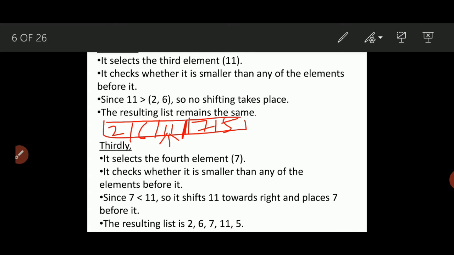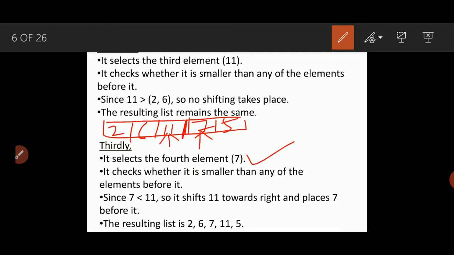That means you have to select the fourth element, and this is 7. Okay, and it checks whether it is smaller than any element before it. That means all the elements before 7 are compared, not swapped, only compared. If it is required to swap, then you will swap, otherwise only comparison. And before 7, we have to check 2 6 11. Here 2 and 6 are both smaller than 7, so no swap takes place.